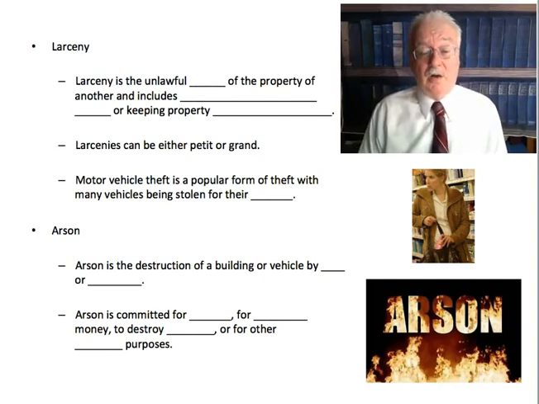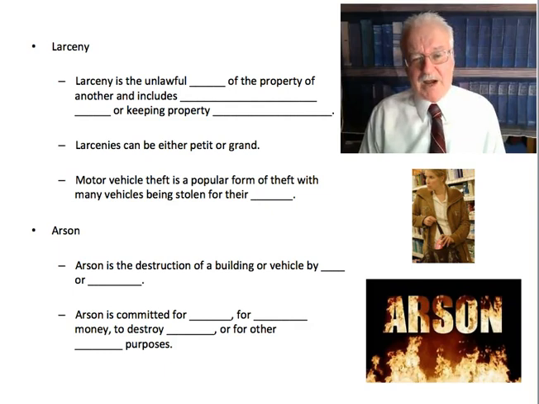Larceny is the unlawful taking of the property of another, and it also includes failure to return found property and keeping property delivered by mistake. So if you're walking down the street and you suddenly see an envelope and somebody's name is on it and it's got like $100 in it, if you keep that, you've committed a larceny. You're supposed to turn that into the police.